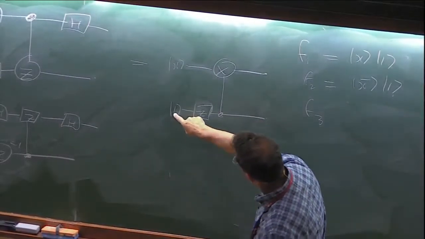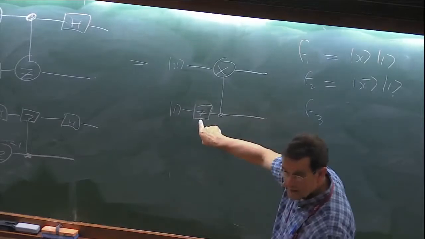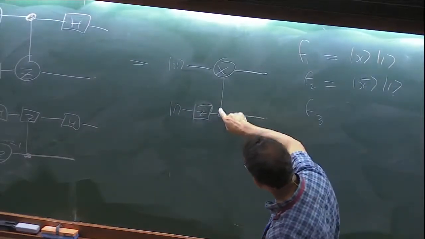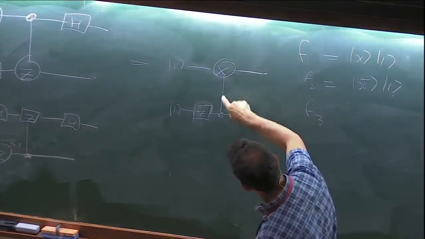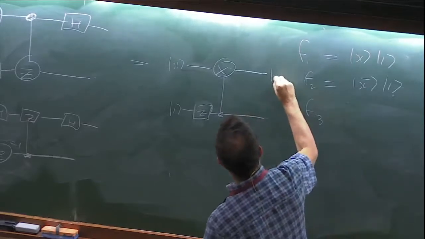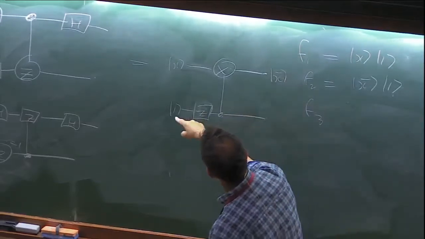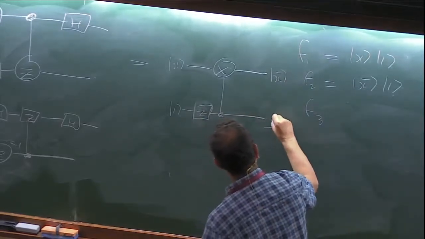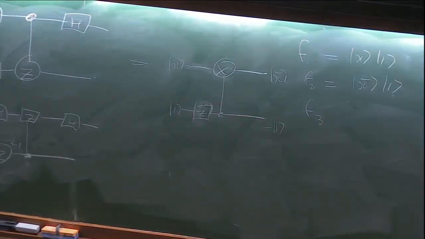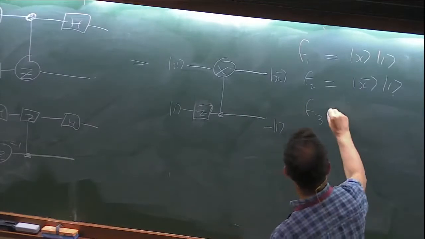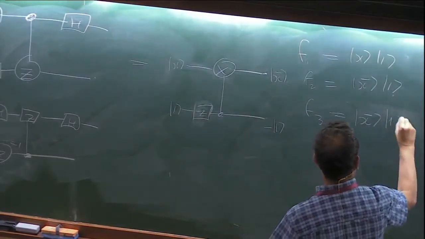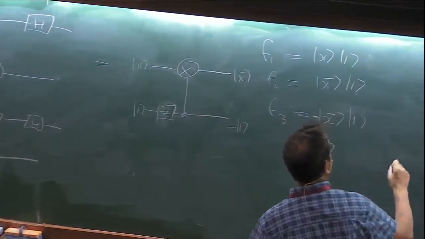This lower bit is 1. The z keeps it as 1, but just changes the sign of it. So with this control x bit, with the control bit being 1, x gets flipped. So this is x bar. And the lower one is just minus the state 1, the minus coming from the z operator here. So F3 is x bar 1, negative of that.